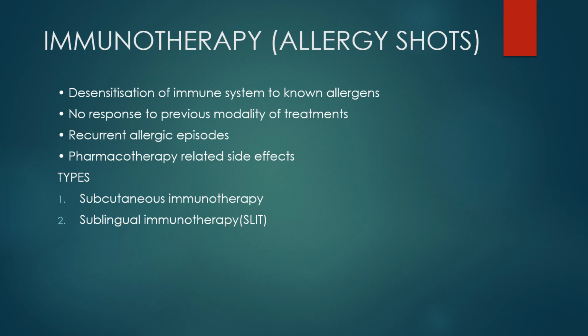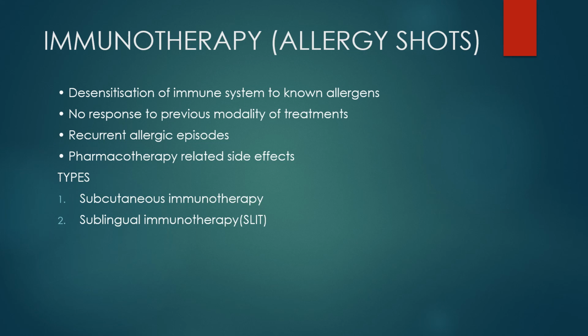Now, immunotherapy has to be given for a year or so before any improvement of symptoms can be noticed, and it can be continued for 3 years. And after 3 years of uninterrupted treatment, if there is still no response from the patient, then it can be stopped. So you have to wait for some time for immunotherapy for the symptoms to subside.